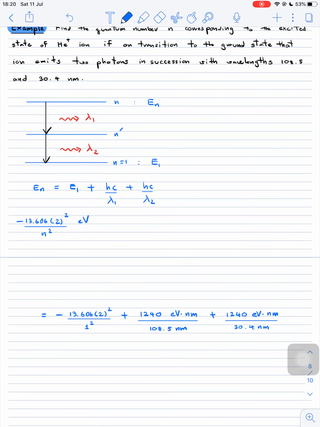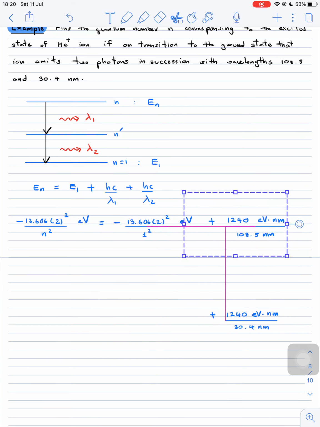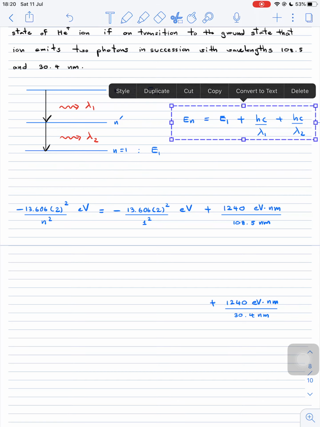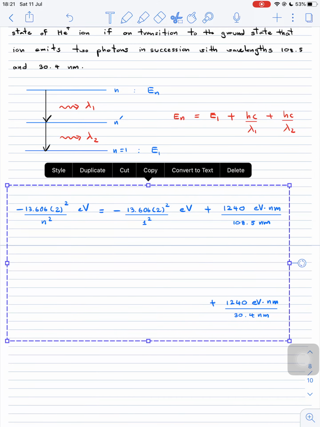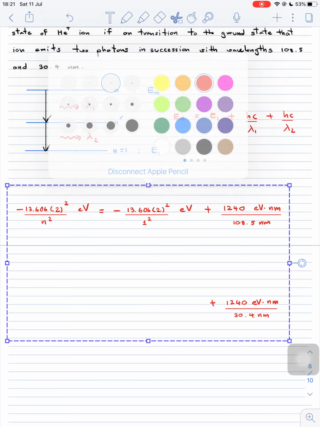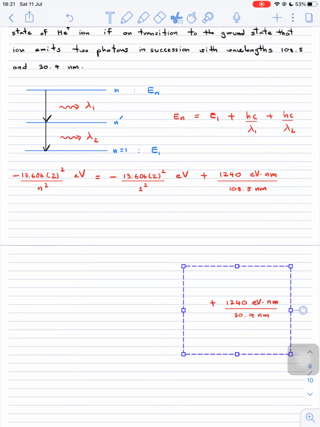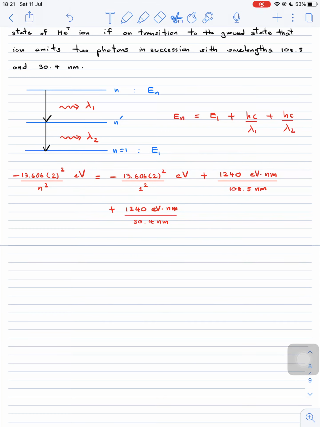Actually, let me just write out the eV. Okay, let me move it here, then we can still have space. Let me change to red.